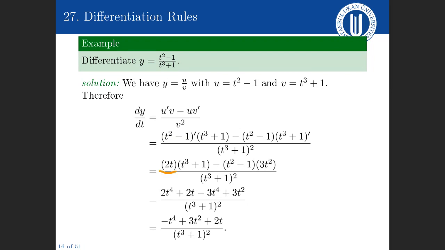The derivative of t squared minus 1 is 2t. The derivative of t cubed plus 1 is 3t squared. And after that, it's just simplifying our function until we get to our final answer.